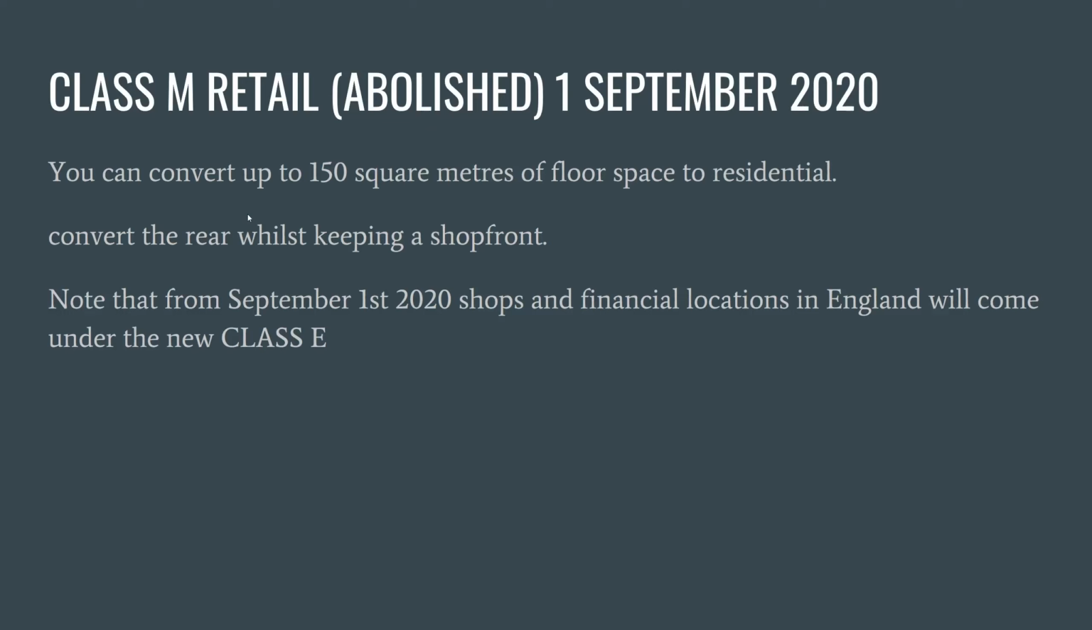Now, Class M. Class M was retail into residential. It meant that you can convert up to 150 square meters of floor space to residential, leaving the shop in the front. So you could convert behind the shop, on top of the shop. However, it had to be a maximum of 150 square meters. As I said on the previous slide, this is now being abolished. It falls under Class E, and that came into effect on September the 1st, 2020.